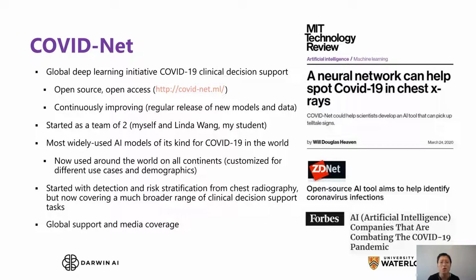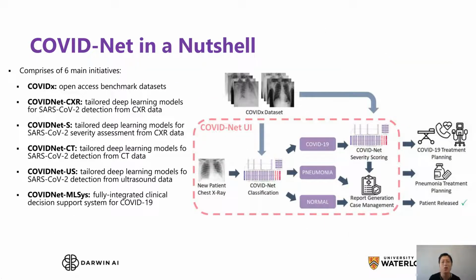What we started off with was detection and risk stratification from chest radiography, and it now covers a much broader range of clinical decision support tasks across a much wider range of medical modalities. And so we are very happy to have received global support as well as coverage to help facilitate, enable, and accelerate our particular initiative. And so that is a high-level overview of the COVIDNet initiative in a nutshell.